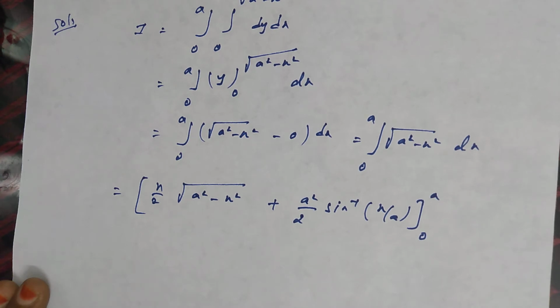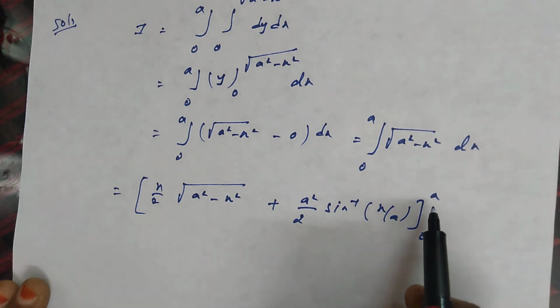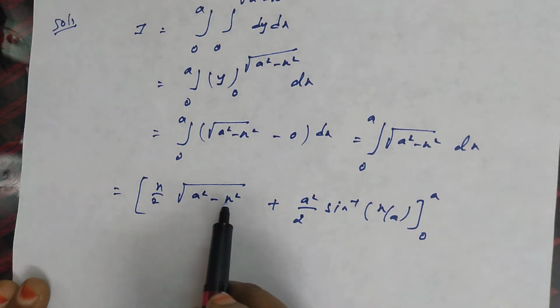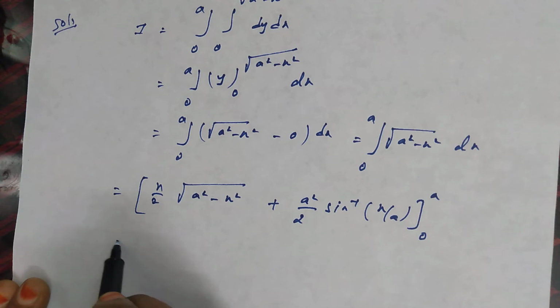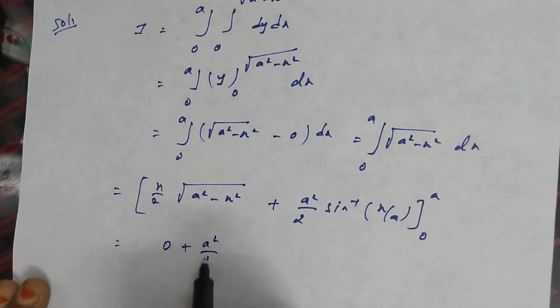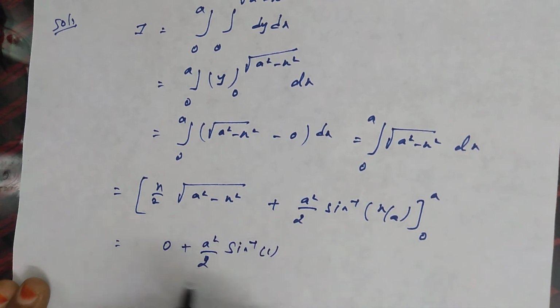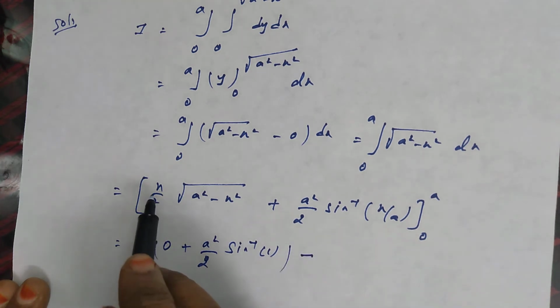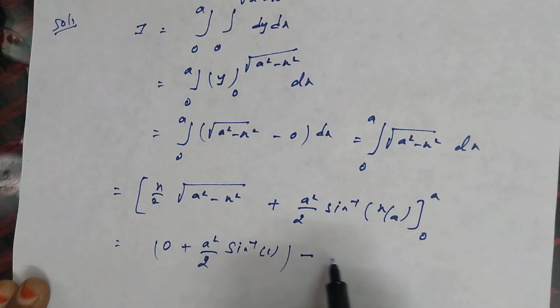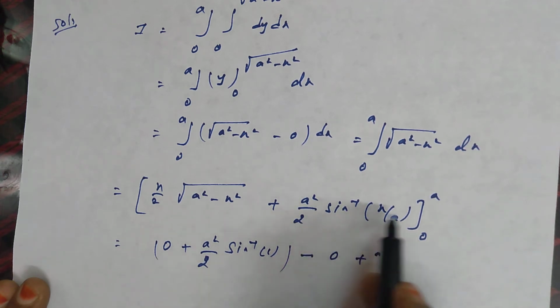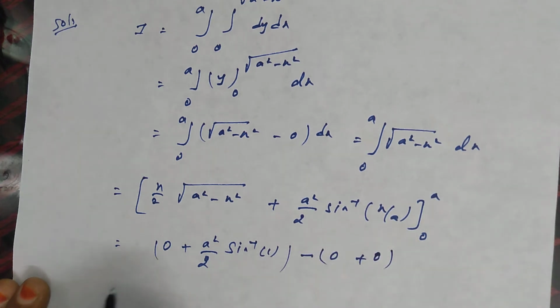Here the upper limit for x is a. When you apply the upper limit, a square minus a square is 0, and 0 into anything is 0. So the first value becomes 0, plus a square by 2 sine inverse of a by a, that is 1. This is our upper limit. Minus the lower limit: applying 0, 0 into anything is 0, plus a square by 2 sine inverse of 0, that is also 0. So this is our lower limit.